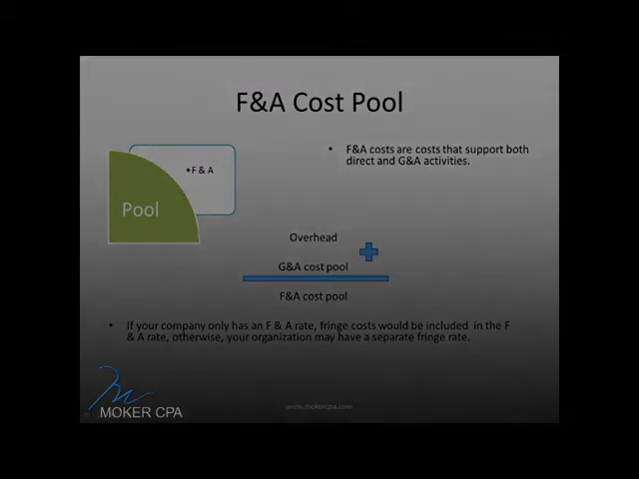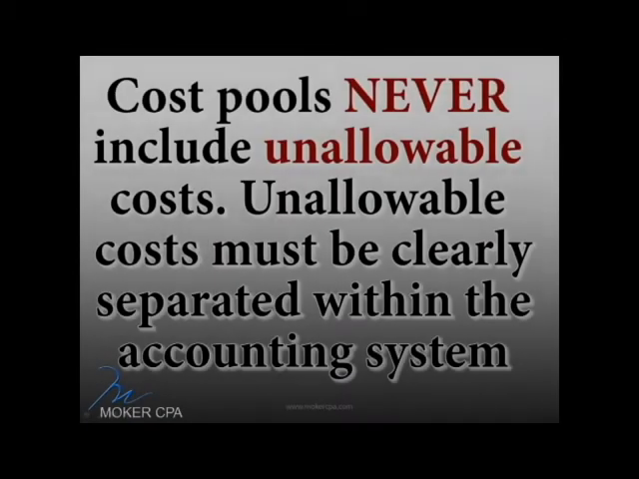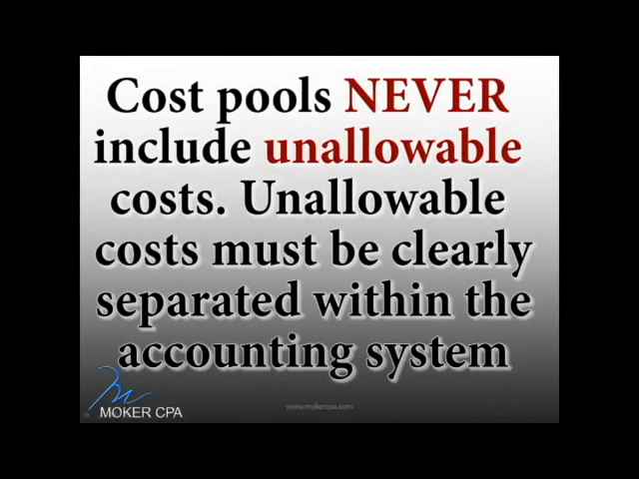Cost pools never include unallowable costs. Unallowable costs must be clearly separated within the accounting system. After computing your cost pools, you would divide the cost pool by its respective cost base, which is covered in episode 2.